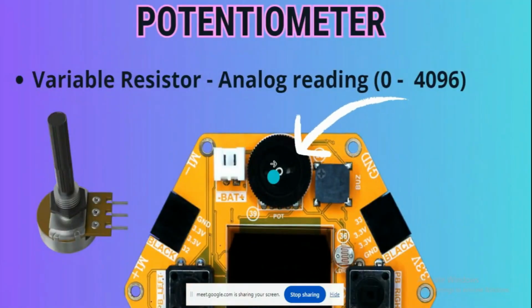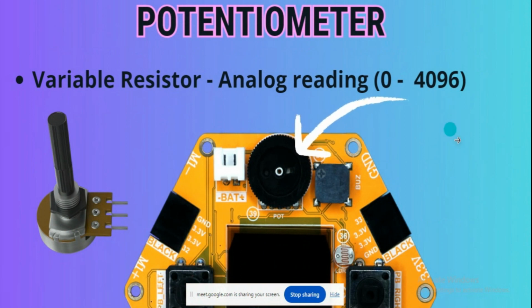So this is where the potentiometer is. Now this image shows what the actual potentiometer component looks like. The same thing happens here, only the appearance or the shape of the potentiometer is different.